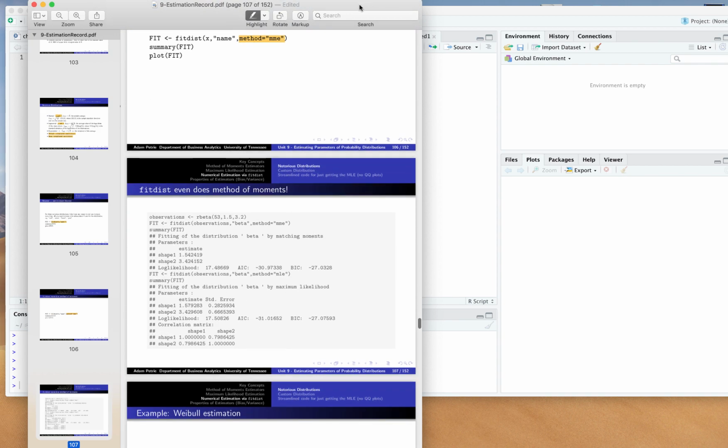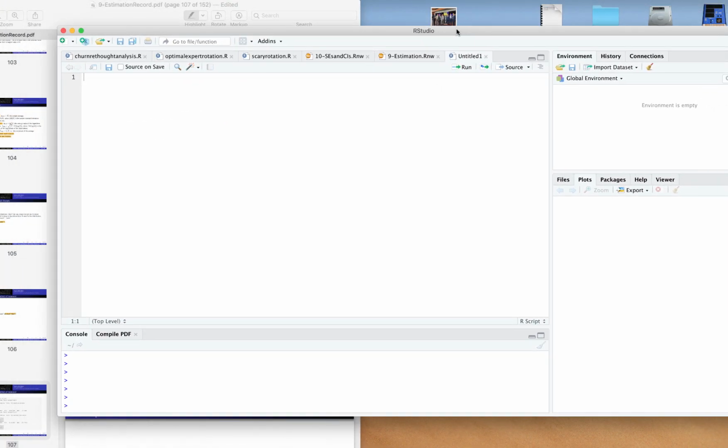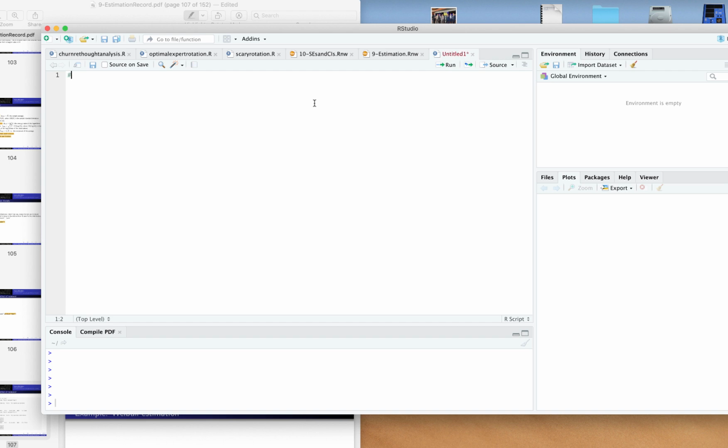So how does this work? Well, let's just go through a few examples. Let's fit a distribution to a beta. So let's go ahead and just generate some data values. I'm going to do observations, left arrow, and let's use the R function rbeta. So this will generate random numbers from a beta distribution. Let's generate 419 of them with the parameters shape1 equals 1.5 and shape2 equals 0.8. So in this case, I actually know the answer.